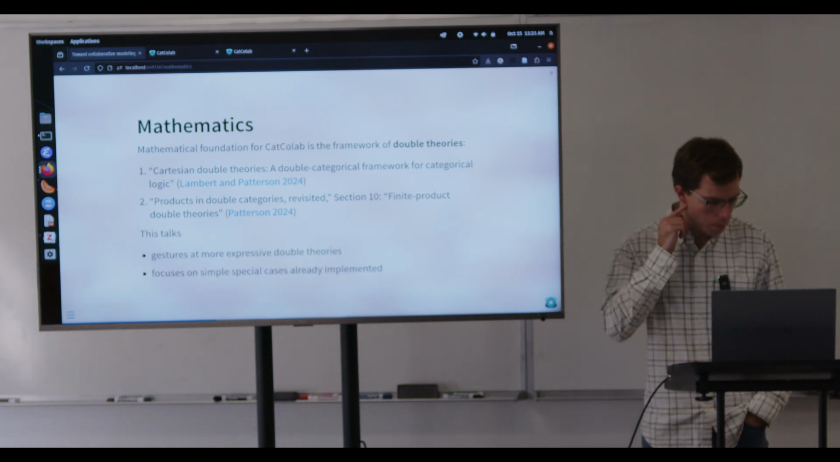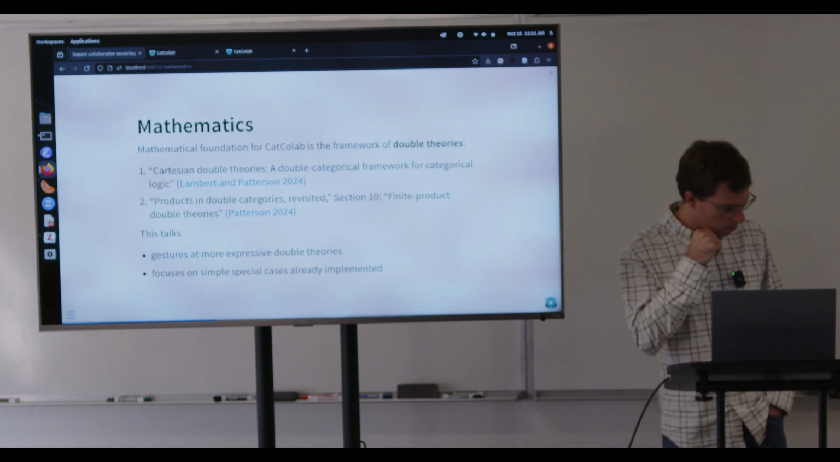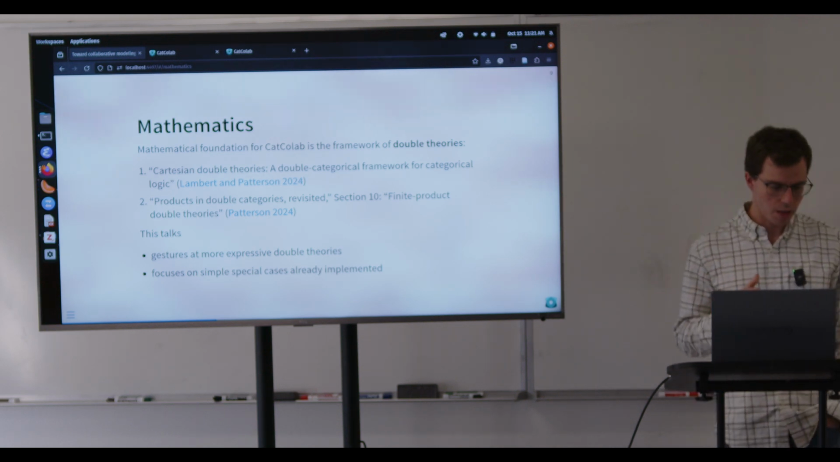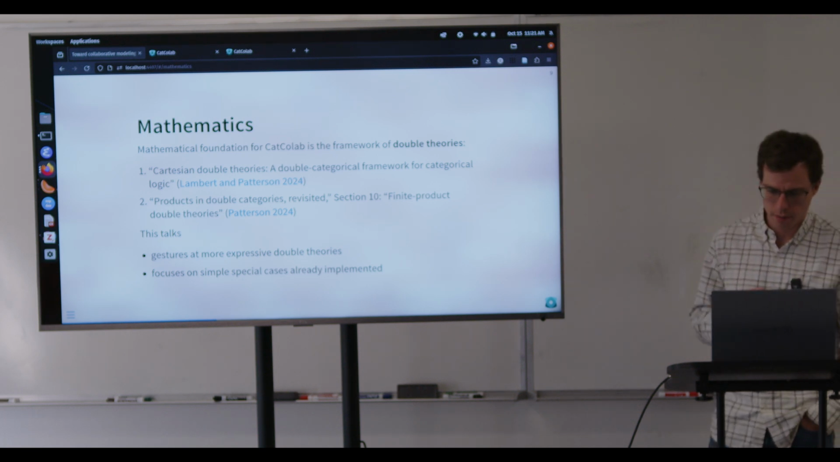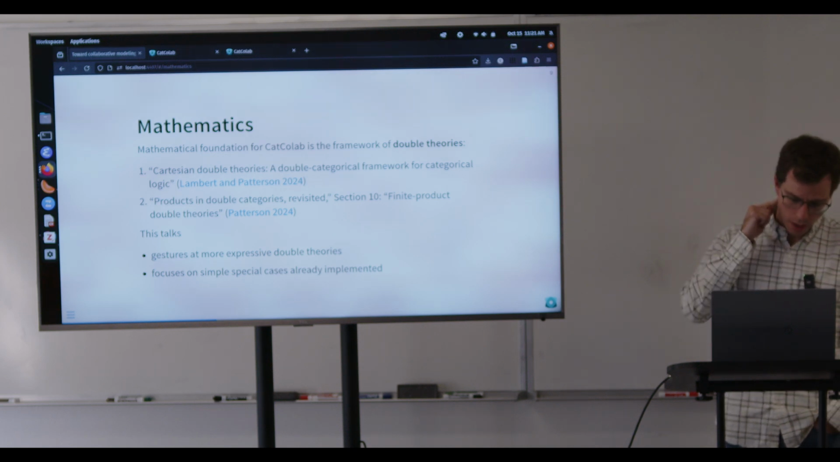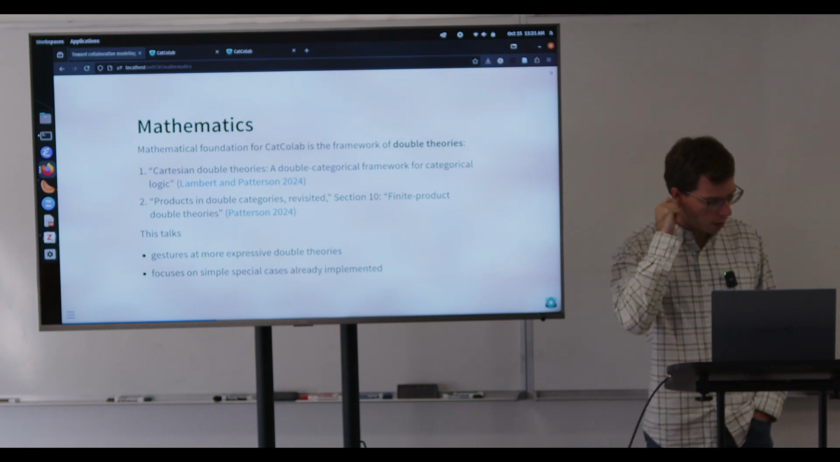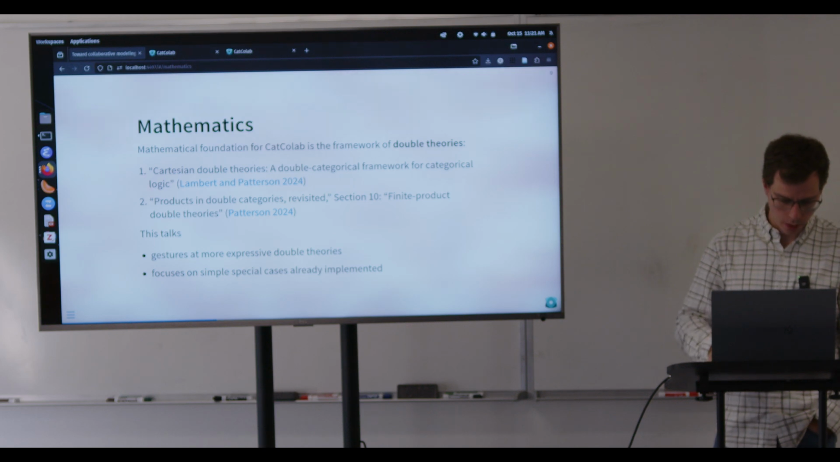But in this talk, I'm going to focus only on the aspects of the mathematics that are currently present in the tool. That's partly a way of keeping myself honest, but it also has the benefit that we're going to focus on some much simpler things than what most of these papers are about. So hopefully that will also make the talk a bit easier to get into.